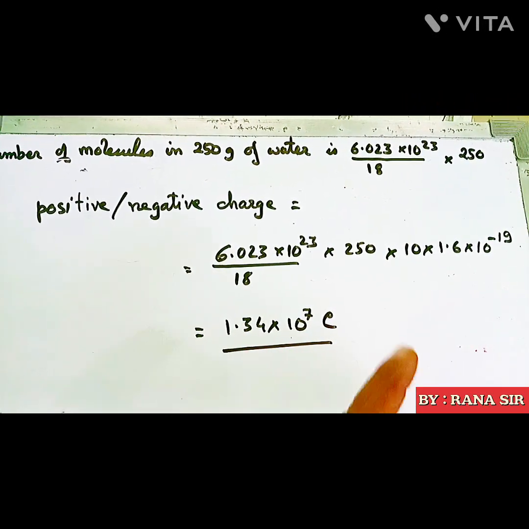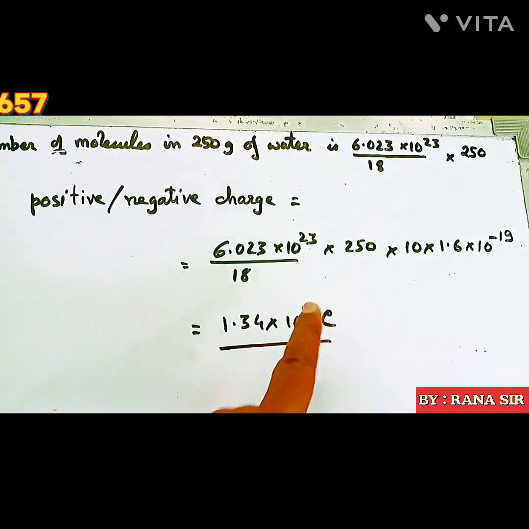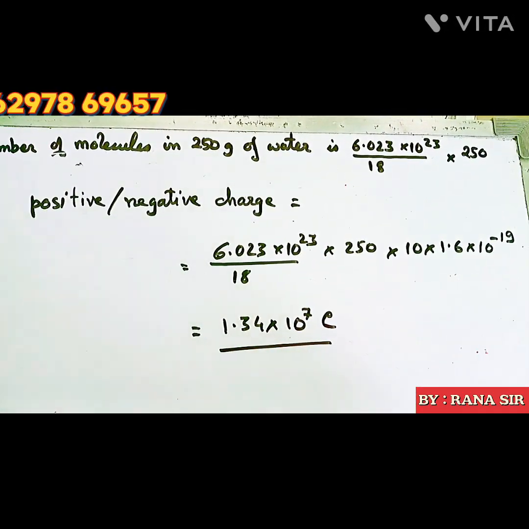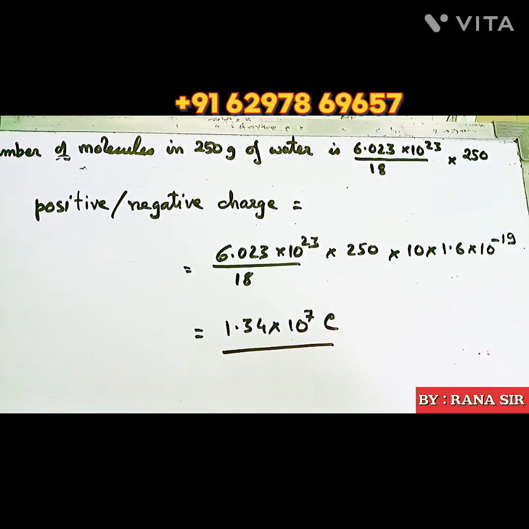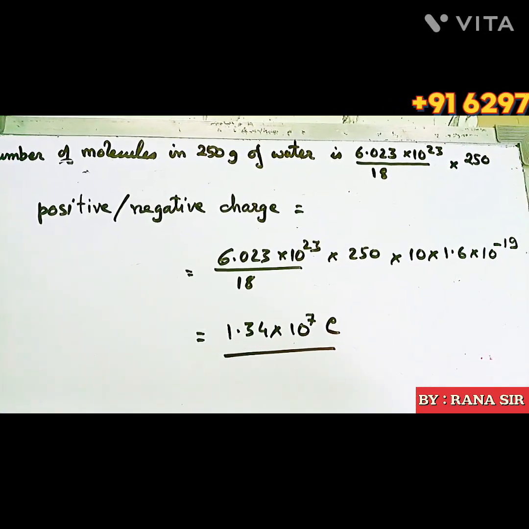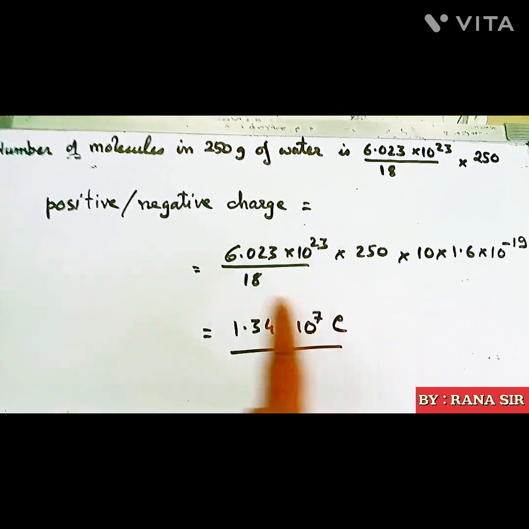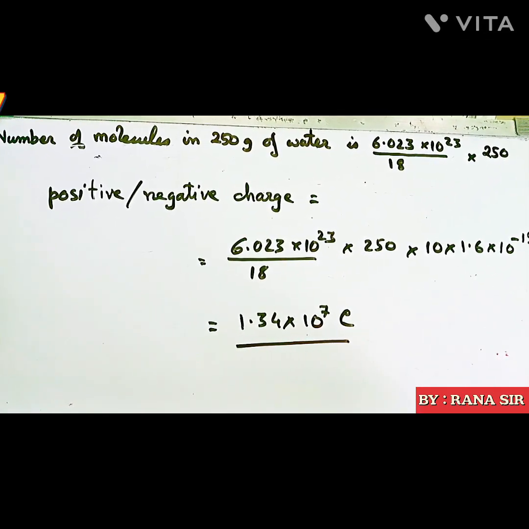So what do we have to do? We have to multiply the total number of molecules with the total charge. So 6.023 into 10 to the power 23 by 18 into 250, that is the number of molecules, into 10 positive charges or 10 negative charges, which is 10 into 1.6 into 10 to the power minus 19. So when you solve it, you will get 1.34 into 10 to the power 7 coulomb.